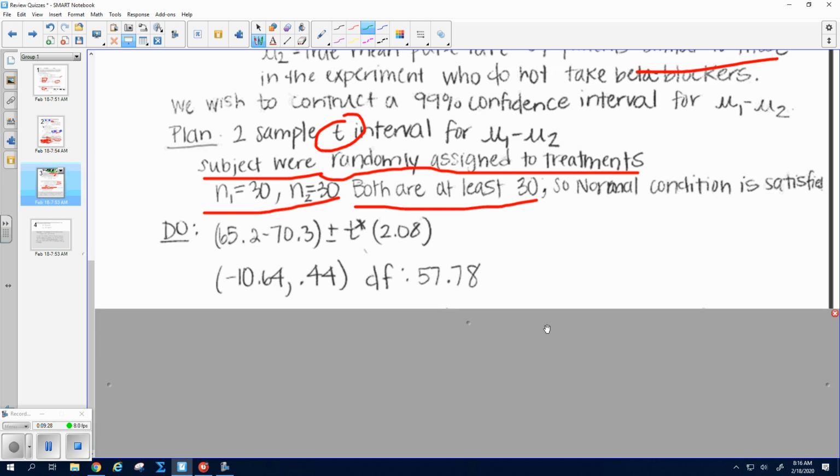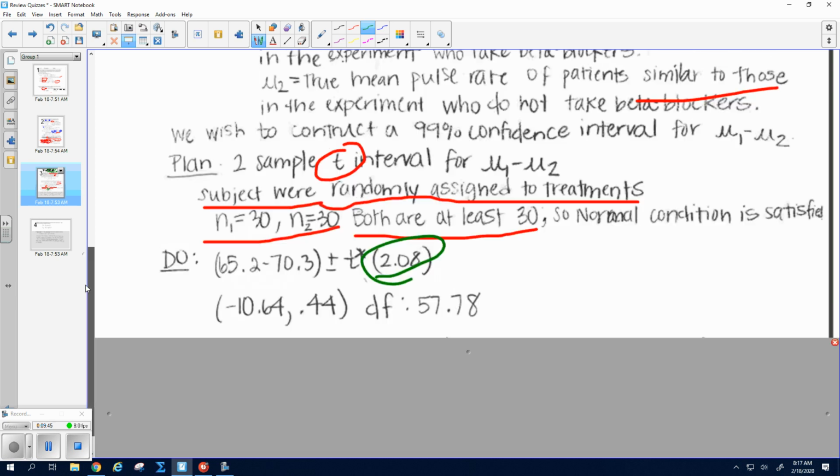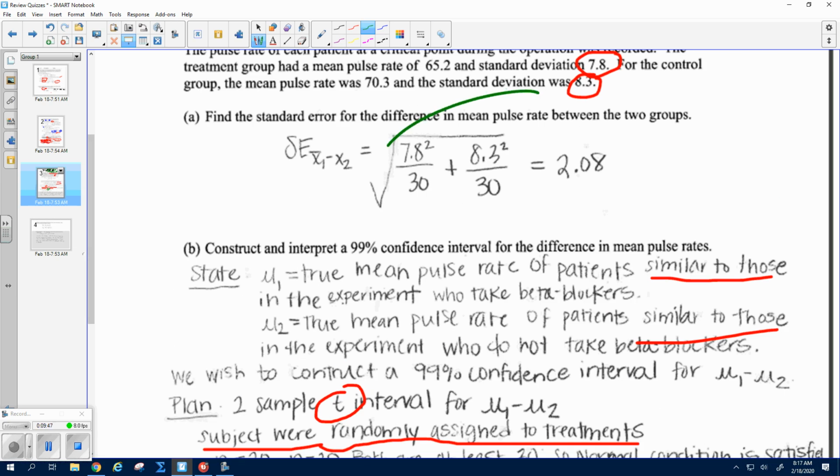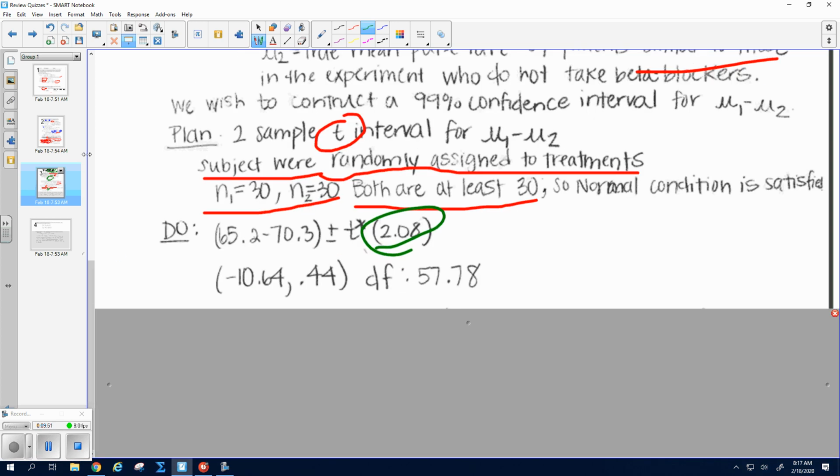Okay, so here's what you can plug in. You can just plug in this work right here. X bar 1 minus X bar 2, 65.2 minus 70.3, plus or minus, you do not have to state T star because we don't know our degrees of freedom until we run it on the calculator. This 2.08 comes from what we already did right here. Okay, if you wanted to show that, you can. And then we need to get this on our calculator.